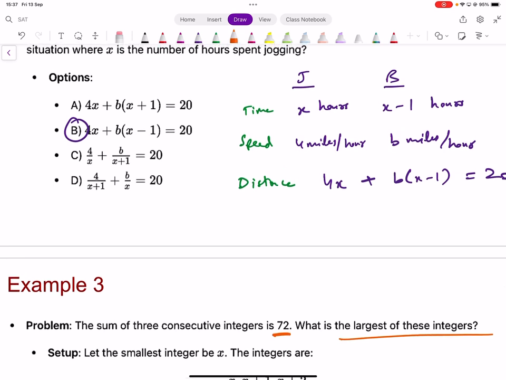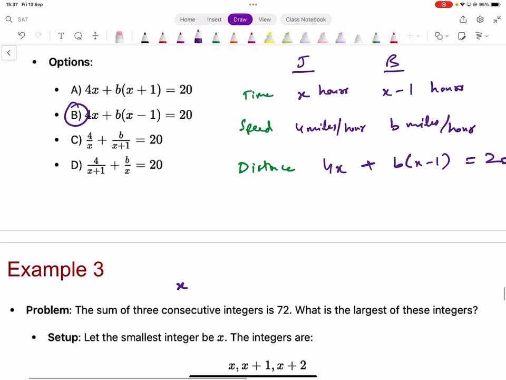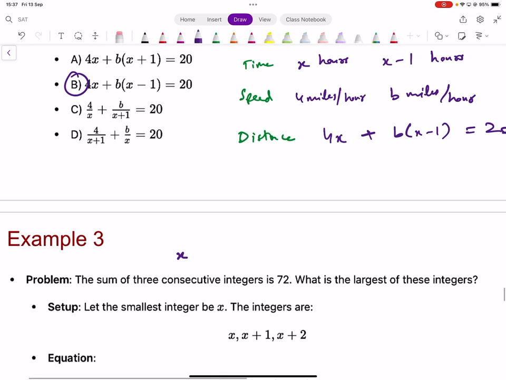You can start with any one of the 3 integers, right? Let's say x is the smallest integer. Remember, these are 3 consecutive integers. Let's say x is the smallest of those 3 integers. What would the other 2 be? If x is the smallest, x plus 1 and x plus 2. So these are the 3 integers that we have, x, x plus 1 and x plus 2, where x is the smallest.